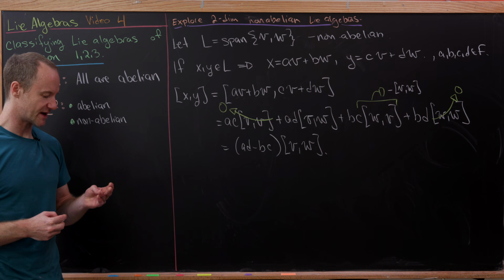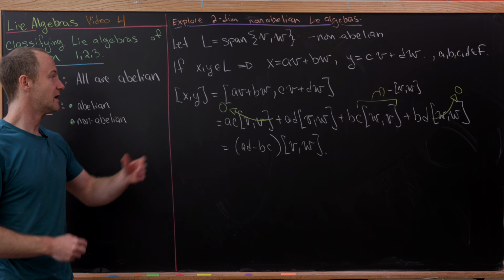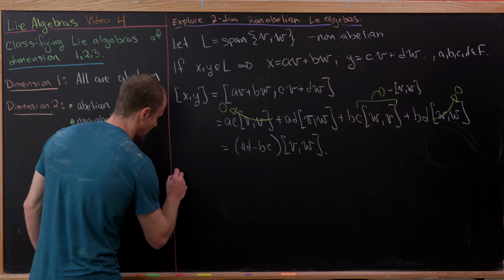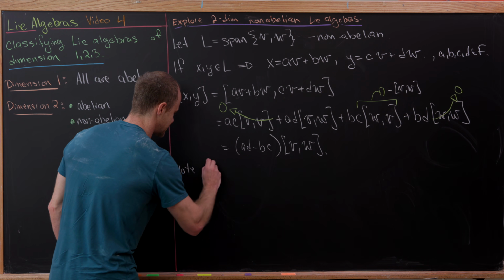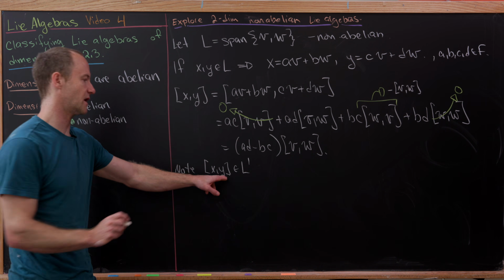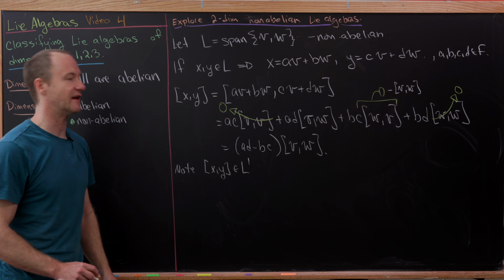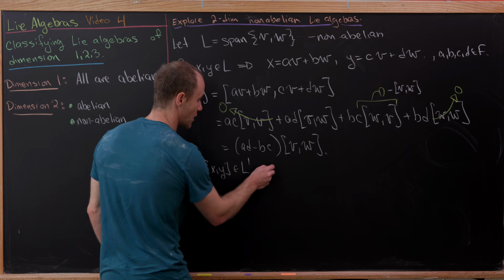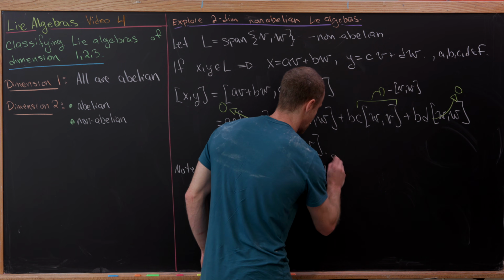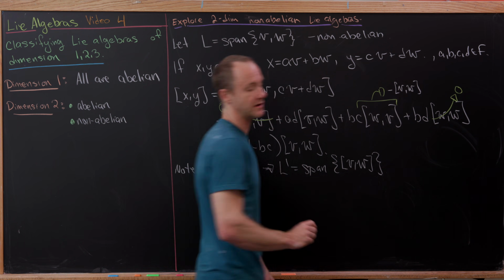But now let's recall we had a certain subalgebra called the derived subalgebra, which was spanned by all vectors of this form. But let's note that since this arbitrary vector, which is in the derived subalgebra, is in this case a scalar multiple of the bracket of v with w, we know that L prime is simply a one-dimensional Lie algebra spanned by this bracket of v with w.